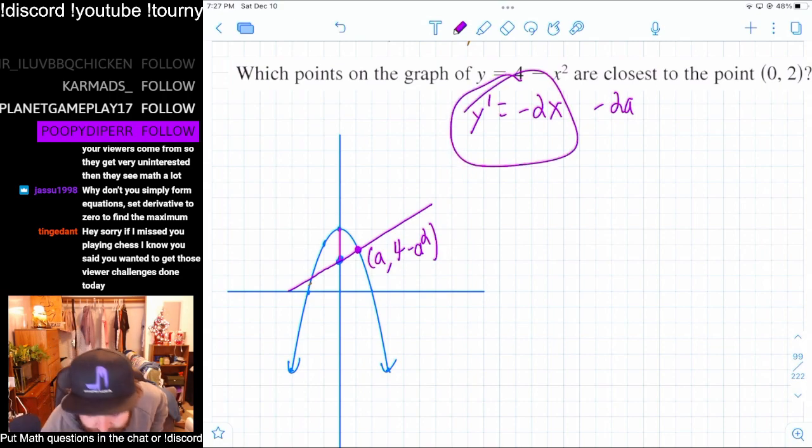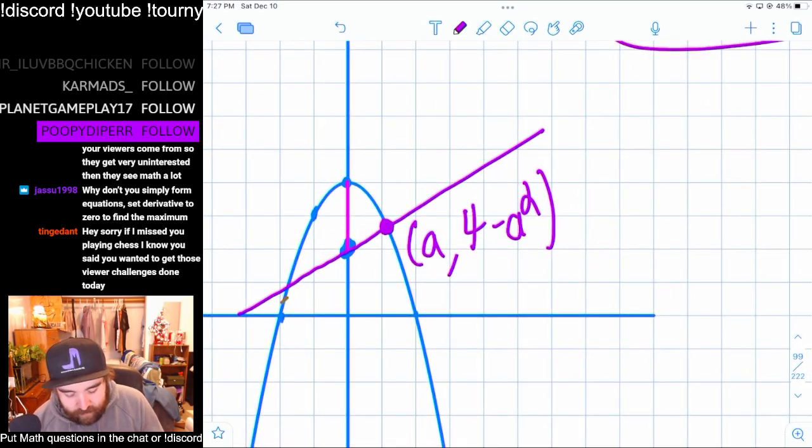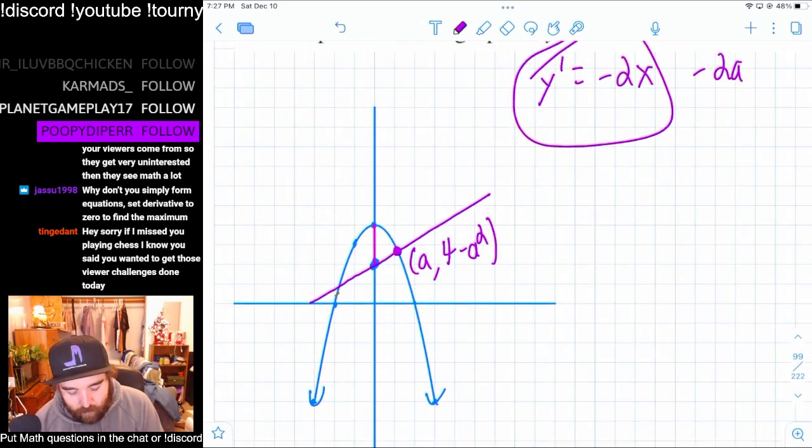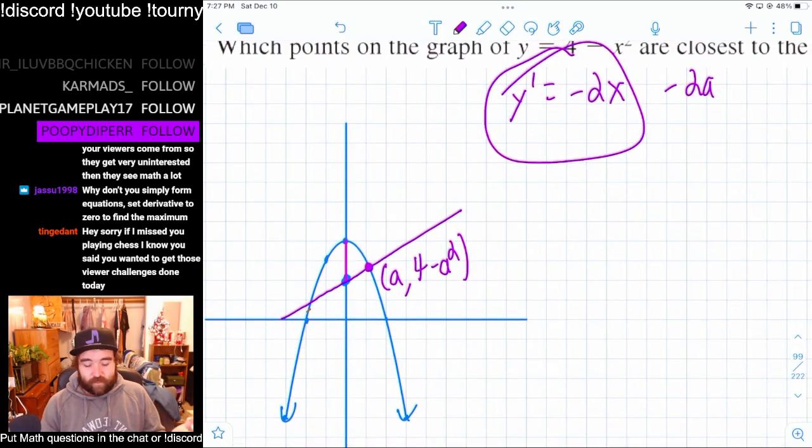So that's the derivative of 4 minus x squared is negative 2x. So we know the slope, if we think about this point, a comma 4 minus a squared, where they intersect. We don't know where it is, but we know it must exist, so that's what we're looking for. Well, there's a lot of points where they intersect. So we know that where they intersect, that's the slope, negative 2a.